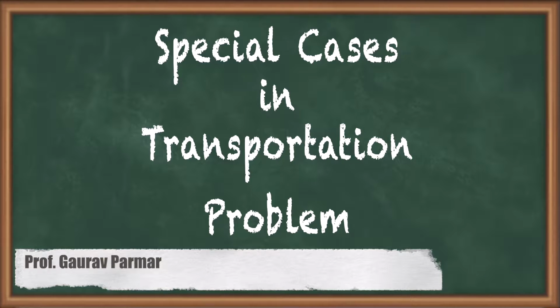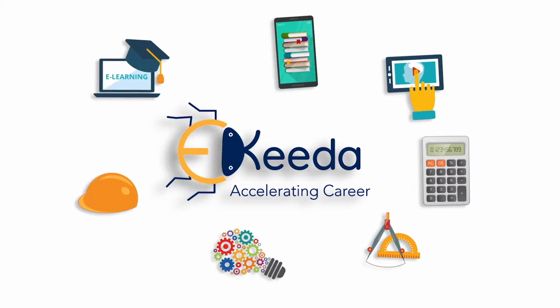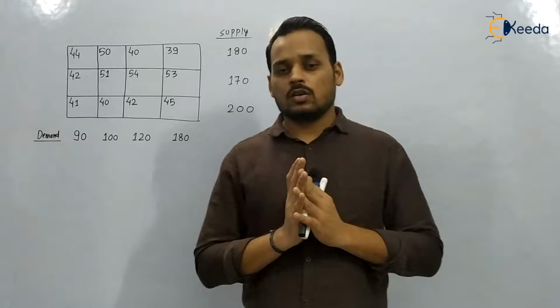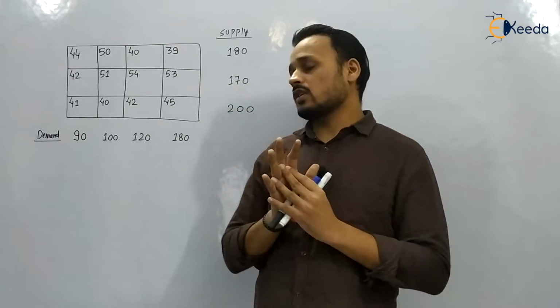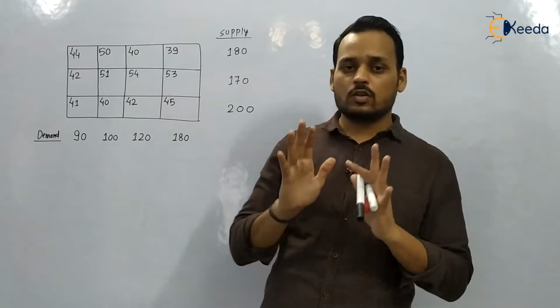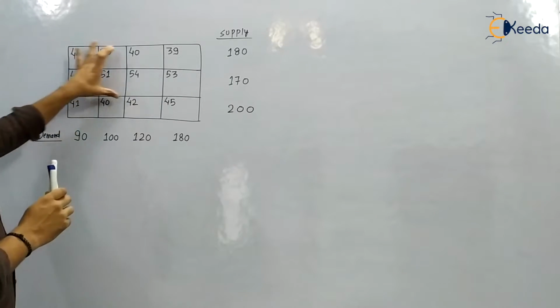It is one of the previous year questions of UPSC, a 20 marks question. With the help of this example we will see the special case. So first, suppose we have got this transportation question and we have to solve it. First, we can see that this is the cost cell matrix.